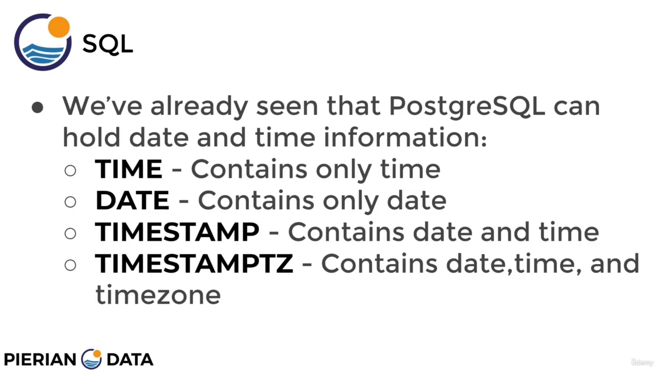So we've already seen in our tables that PostgreSQL can hold date and time information. For example, we saw that timestamp data type column for things like when a customer actually rented a DVD.